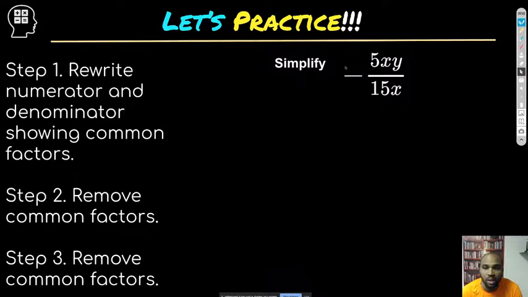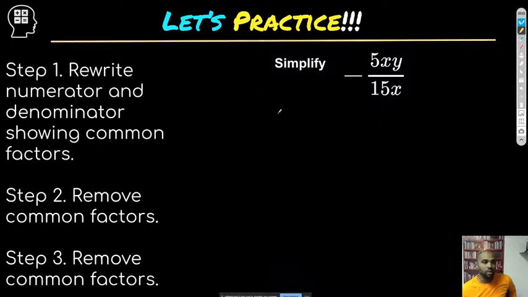What about this guy here? We talked about simplifying algebraic expressions. How do I simplify this thing here? All right, so we have negative 5xy over 15x. How do I deal with this?